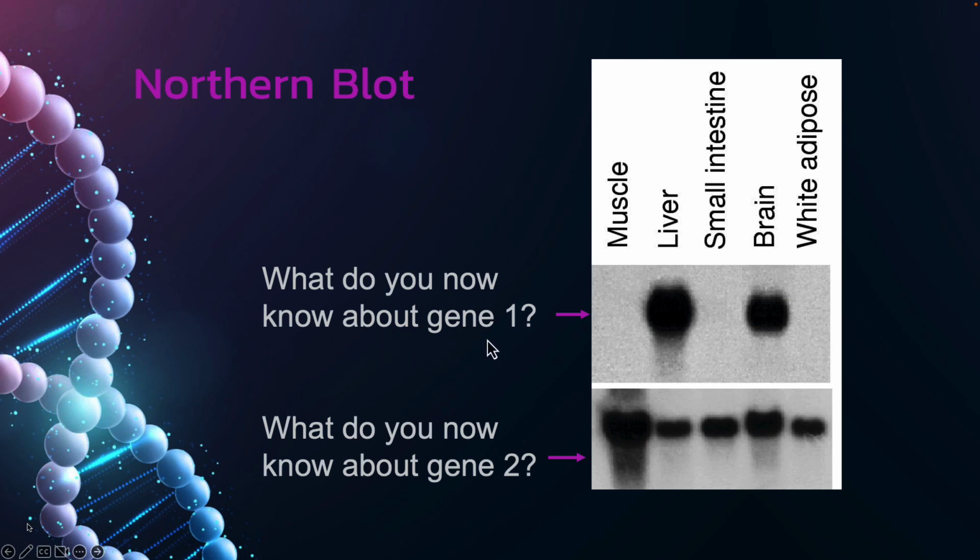What I've now learned about gene 1 is that it is not expressed in muscle, it is expressed in liver, it is not expressed in small intestine, it is expressed in the brain, and it is not expressed in the fat. So by testing these 5 different tissue RNAs, I've learned that gene 1 is only expressed in 2 of them. I can now go to gene 2, and I think hopefully we all can clearly see that gene 2 is expressed in all 5 tissues.